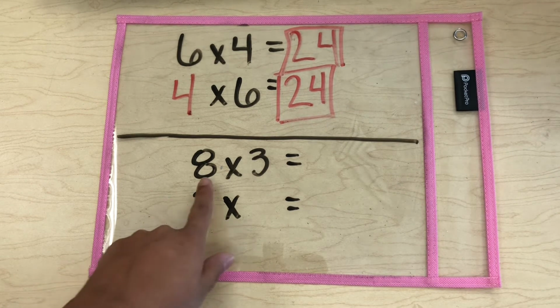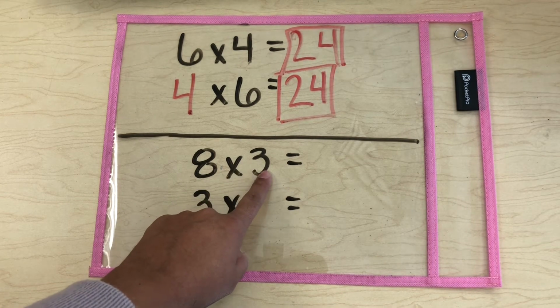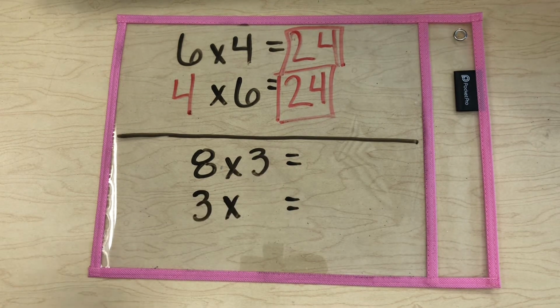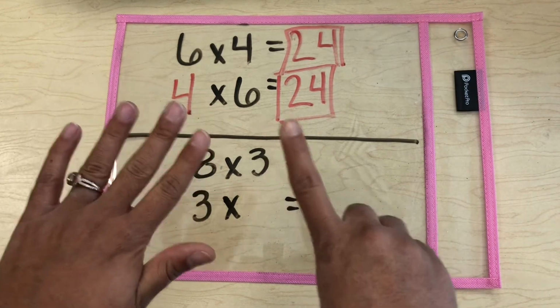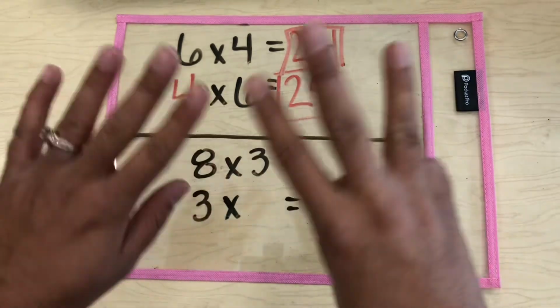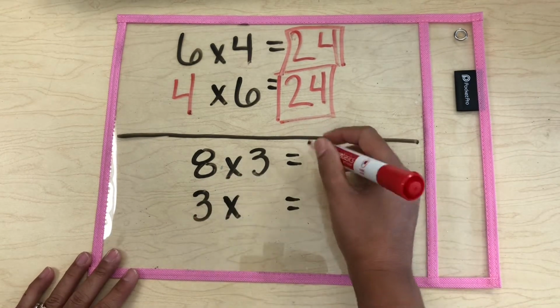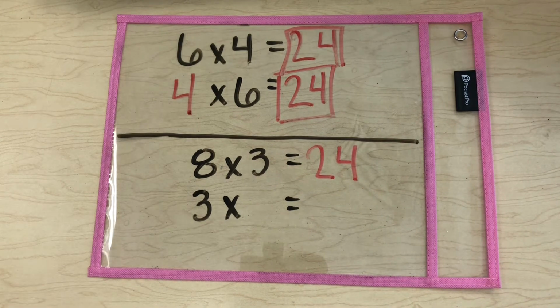Here we go. Here's our second problem. We have 8 times 3. If you listen to my 3 video, you know a jingle. 3, 6, 9, 12, 15, 18, 21, 24. Good. 8 times 3 is equal to 24.